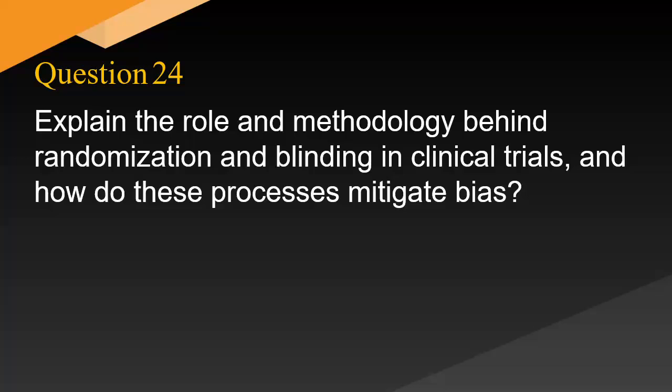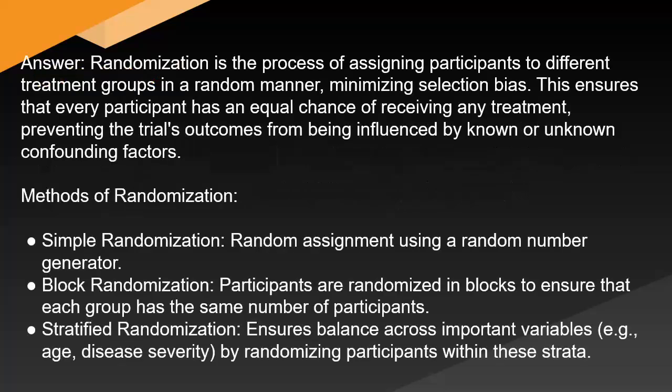Explain the role and methodology behind randomization and blinding in clinical trials, and how do these processes mitigate bias? Answer: randomization is the process of assigning participants to different treatment groups in a random manner, minimizing selection bias. This ensures that every participant has an equal chance of receiving any treatment, preventing the trial's outcomes from being influenced by known or unknown confounding factors.